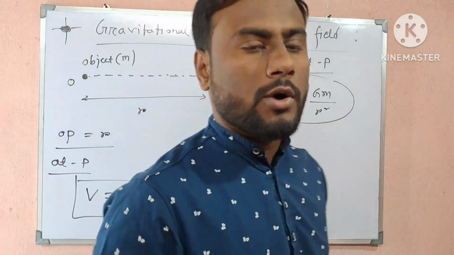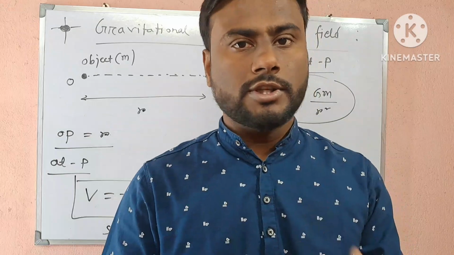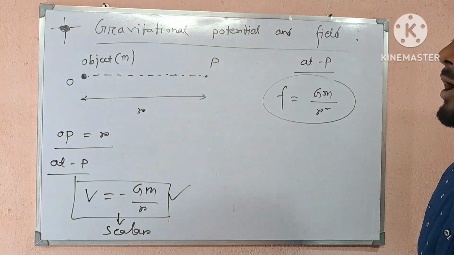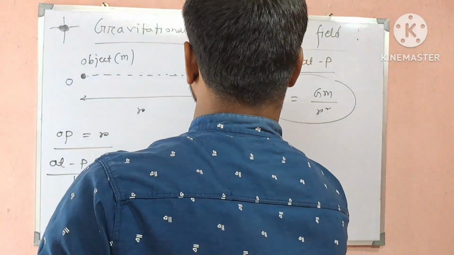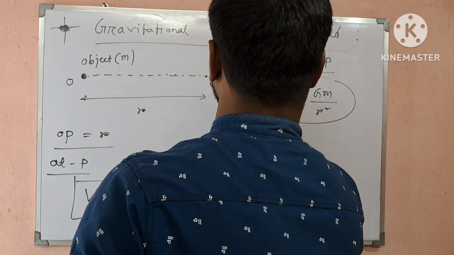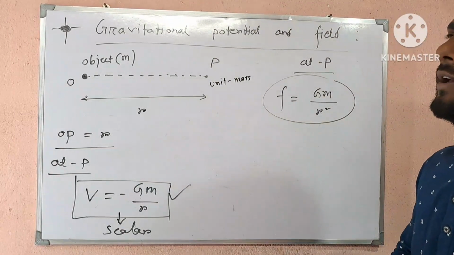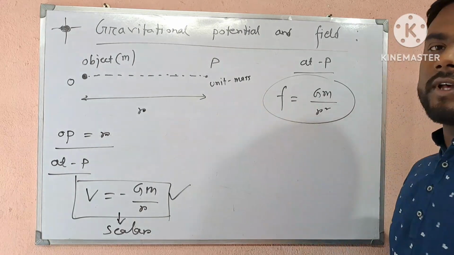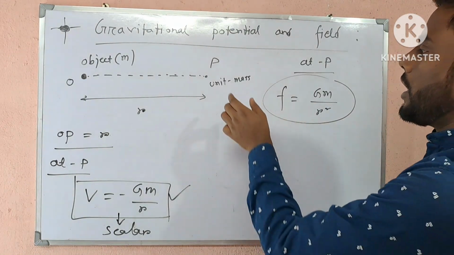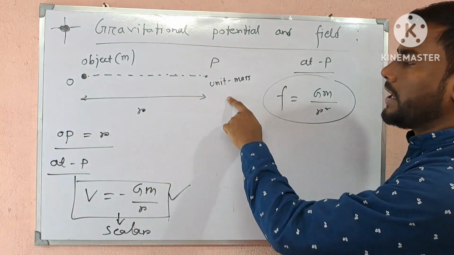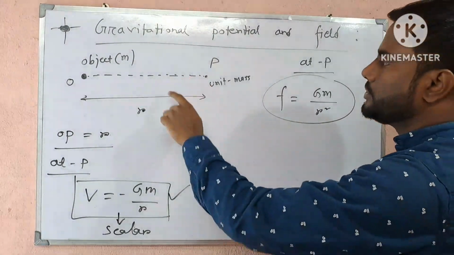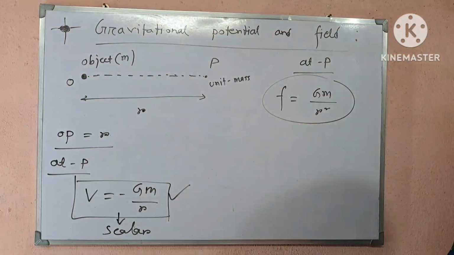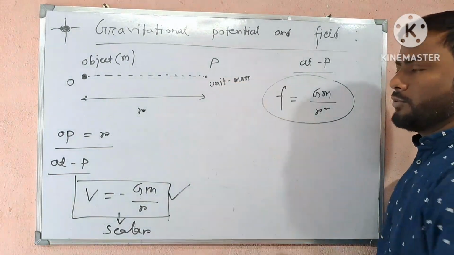Now the question arises, how will we calculate the gravitational field? The rule is: at the point where you want to calculate the gravitational field, you have to imagine a unit mass. Then the force experienced by this unit mass is called the gravitational field. So how much force is experienced by this unit mass? According to the formula of gravitational force, G into m into 1 divided by r square, G m by r square. This is the force experienced by this unit mass.